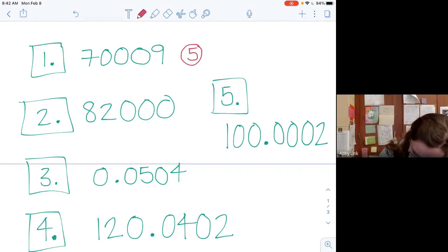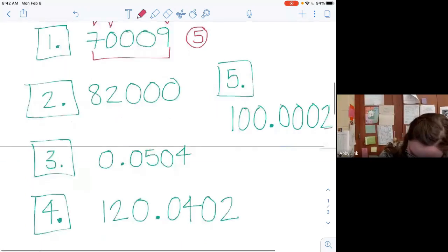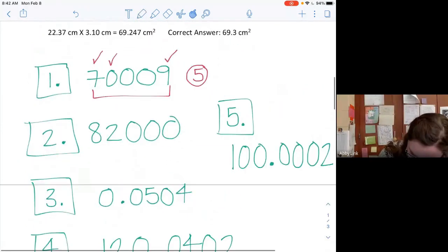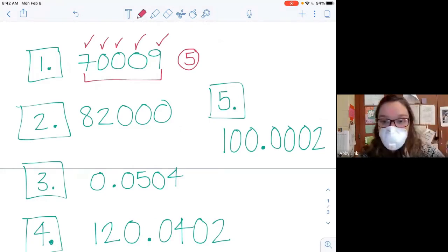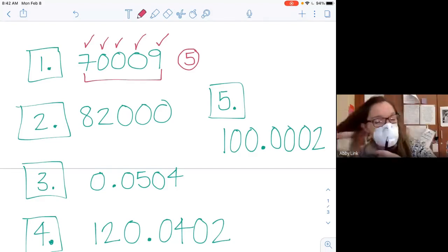So let's prove it. I've got this significant figure and I've got this significant figure. I look at these 3 zeros in the middle. I see that they are definitely sandwiched. And so we come up with all digits here are significant because those zeros are sandwiched. We have 5 sig figs. Excellent job, Jalen. Who's got number 2 for me?